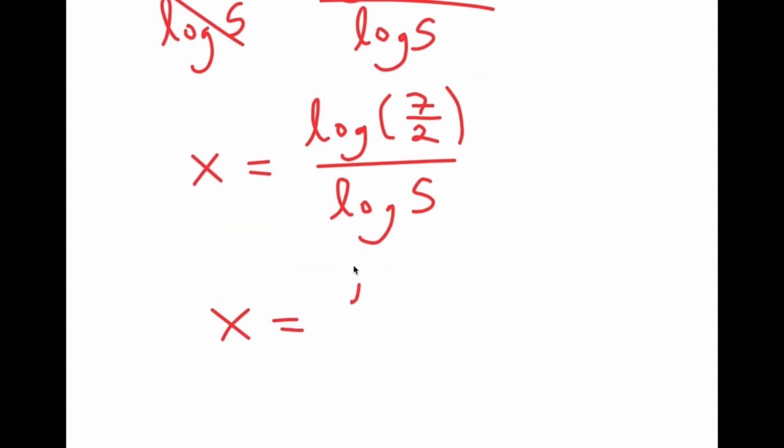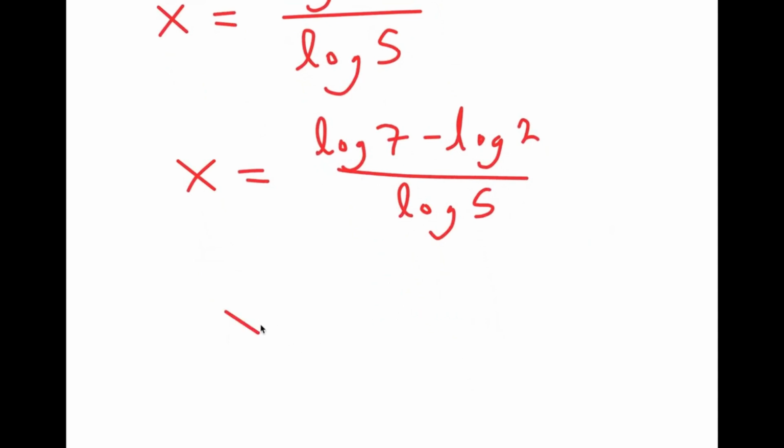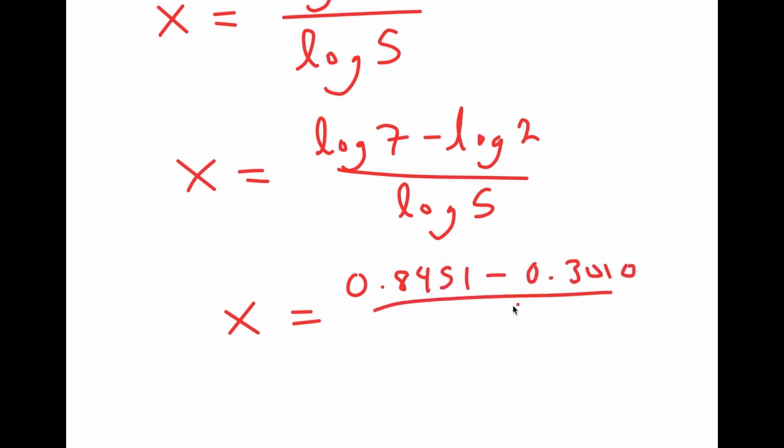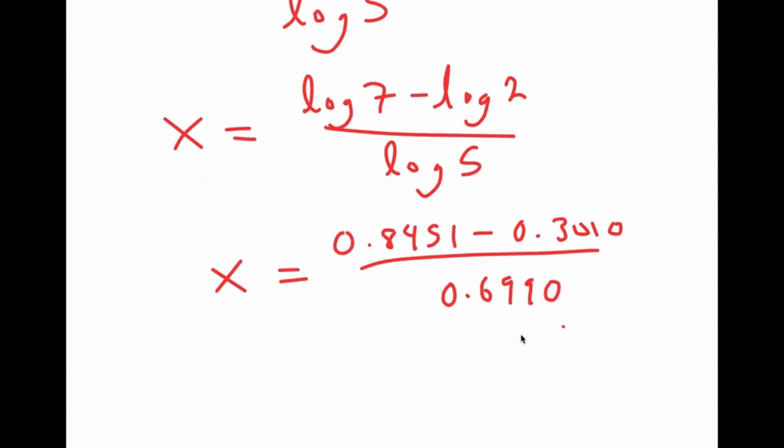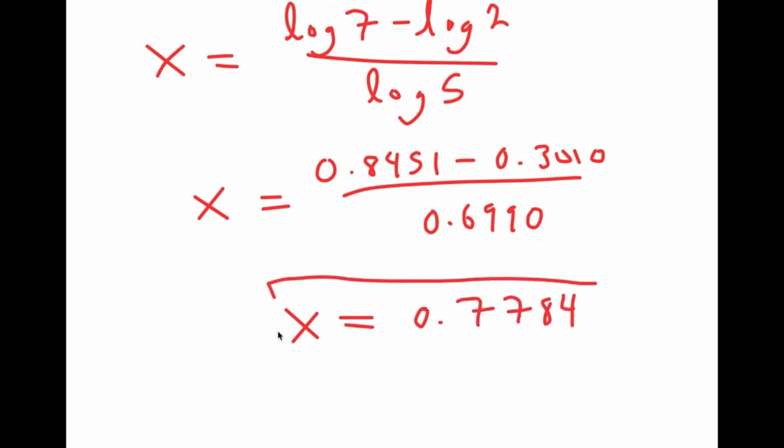Now this turns into log of 7 minus log of 2 over log 5, which is equal to 0.8451 minus 0.3010 over 0.6990. And this is equal to 0.7784. So this is my answer.